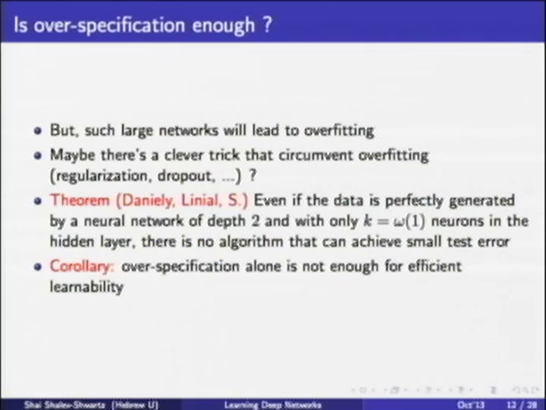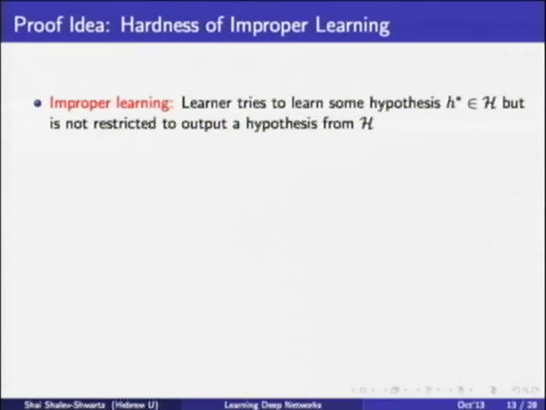Okay, so how do we prove such a strong negative result? The idea is to use a hardness result for improper learning. So we can think about the class of neural networks with two layers and little omega of 1 hidden neurons. This is a hypothesis class. And then we can ask if there is some algorithm that can learn it using improper learning. And what is improper learning? I will come to it now.